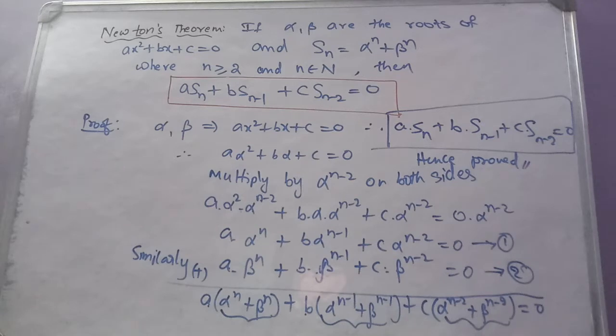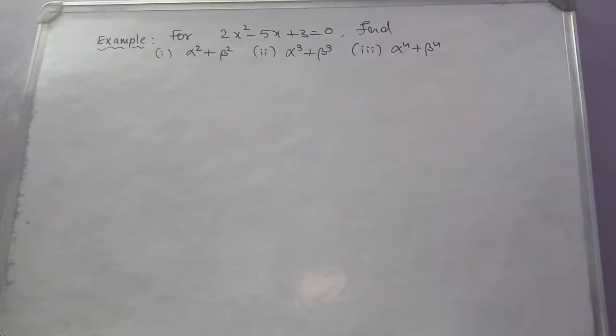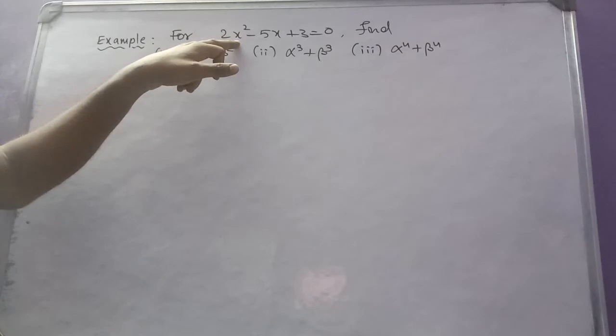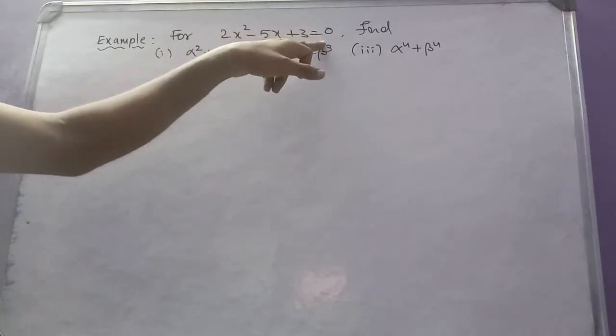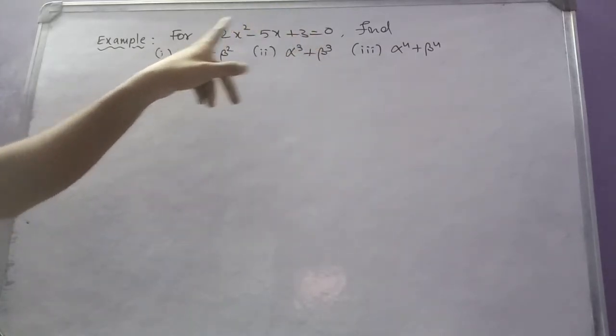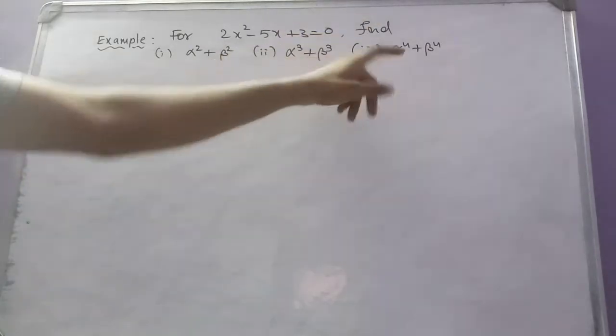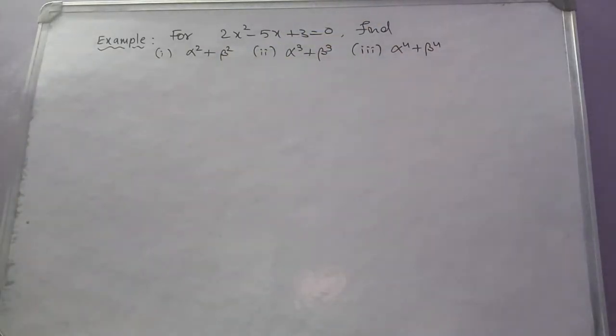So this is how we can prove Newton's theorem. Now let us see how to use Newton's theorem in problems with one example. Here is a simple example. For this quadratic equation 2x square minus 5x plus 3 equal to 0, find alpha square plus beta square, and after that alpha cube plus beta cube, and after that alpha power 4 plus beta power 4.